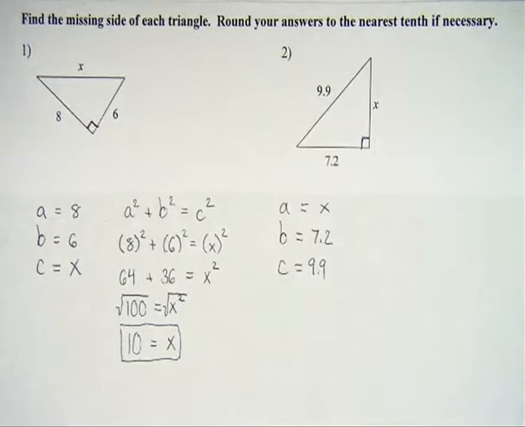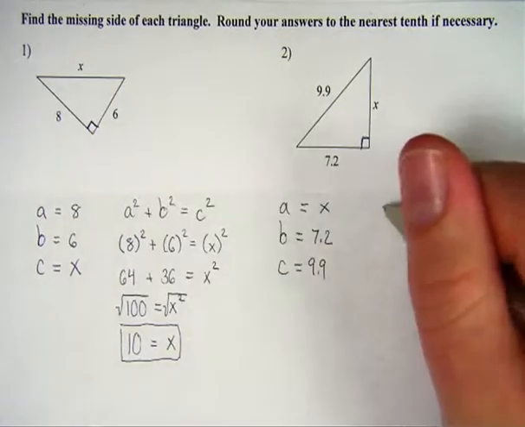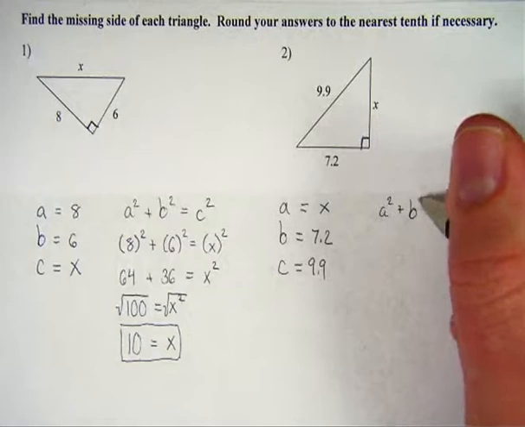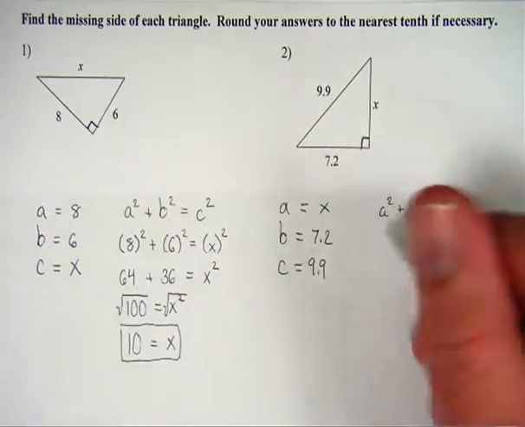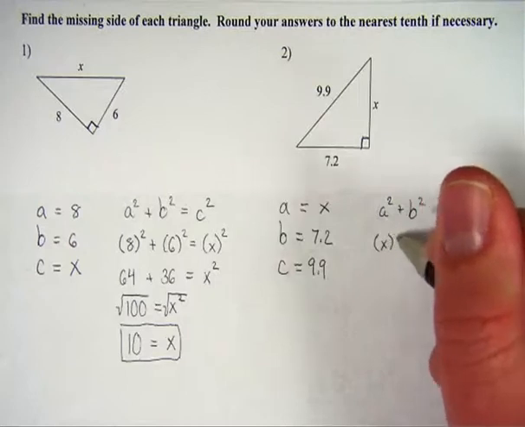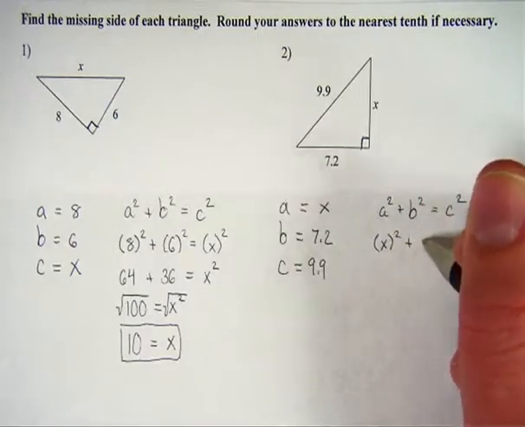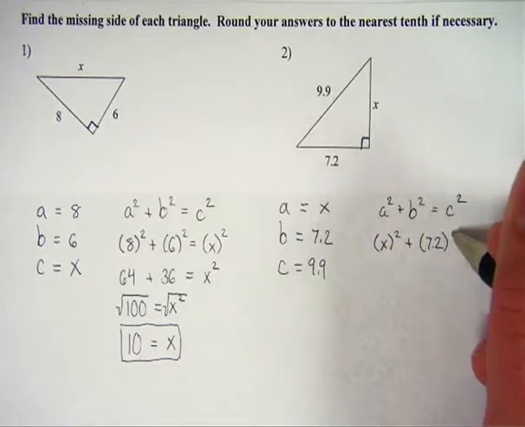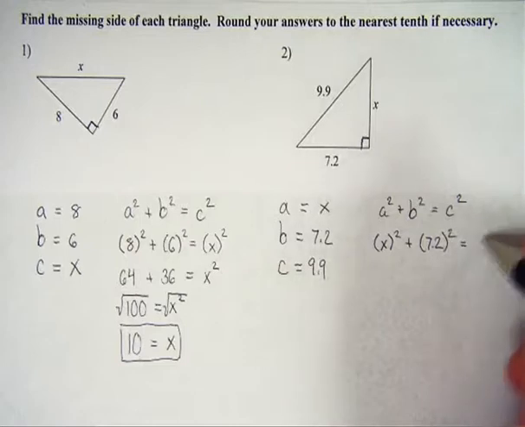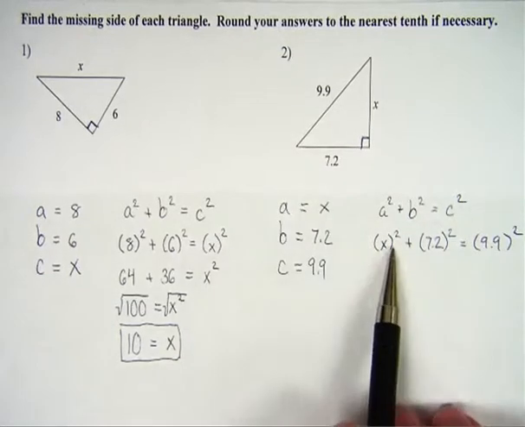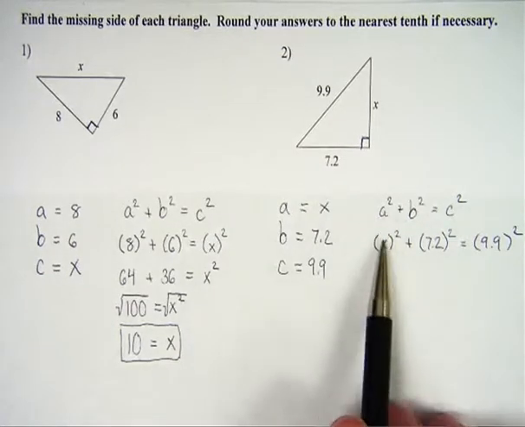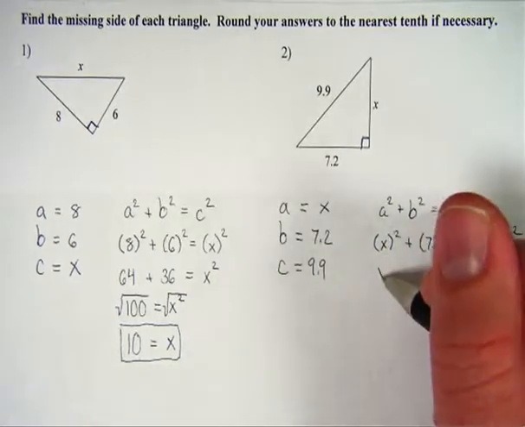Now it's time to pull out our Pythagorean theorem. A squared plus B squared equals C squared, and just as before, we substitute in the values we know. A is X, B is 7.2, and C is 9.9. Notice now that it's A is the side that I'm missing. It's the side that I don't know the length of, so I'm going to be finding this. That means we'll have a few more steps than before, but that's all right.